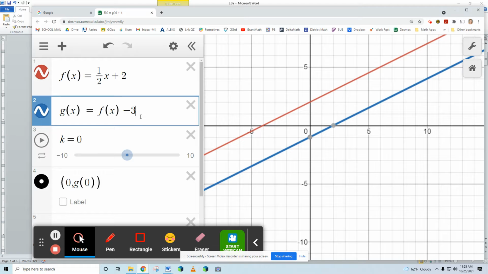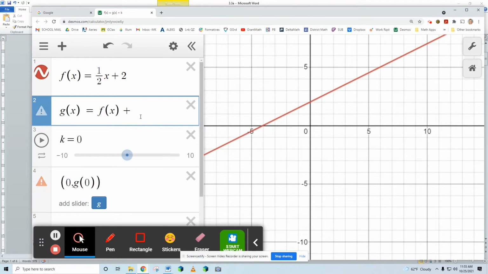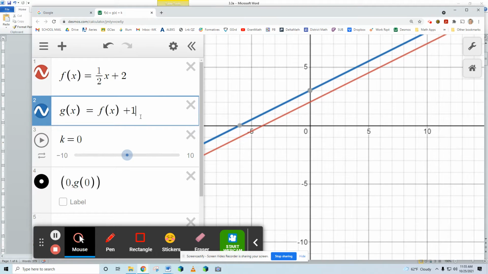And again, I'll just do one more. Plus 1. So this is 1 higher. The y-intercept is not at 1. The blue line is not at 1. It's 1 higher than my graph. My f of x, 1/2 x plus 2, plus 1 higher.